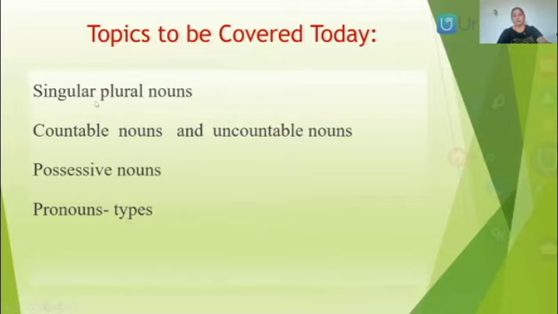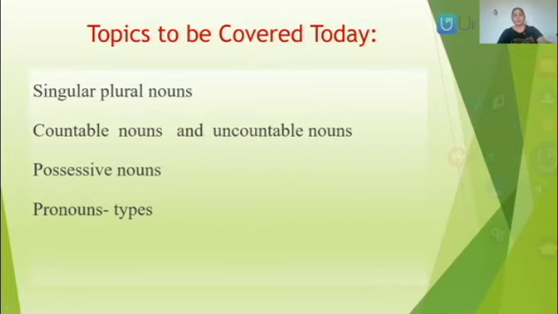So you all must be knowing what is singular and plural, correct? So books, tables, it's like that. Countable, what you could count. For example, books, you could count. Uncountable nouns, which you cannot count. For example, stars, rice, sugar. These things come under uncountable nouns.